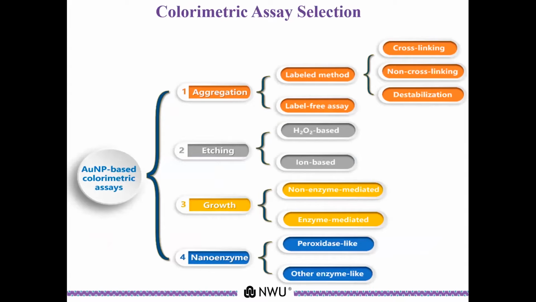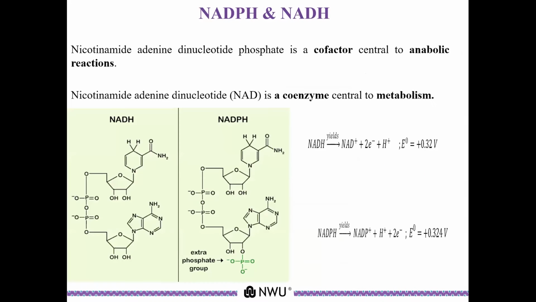So I'm going to be using colorimetric assays. There are four major colorimetric assays that are used under normal circumstances: the one based on aggregation, another based on etching, another based on growth, and another based on nanoenzyme. But I'm going to be using the etching one, which is based on hydrogen peroxide production, which is evolved from the metabolic reaction that will be occurring.